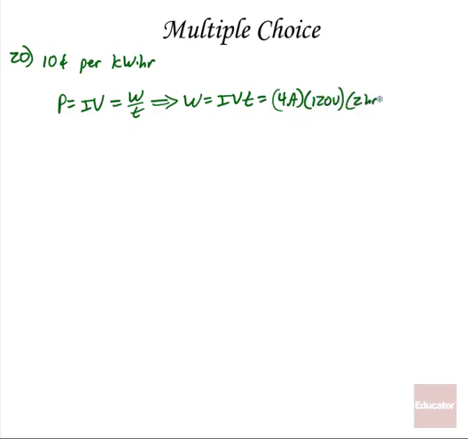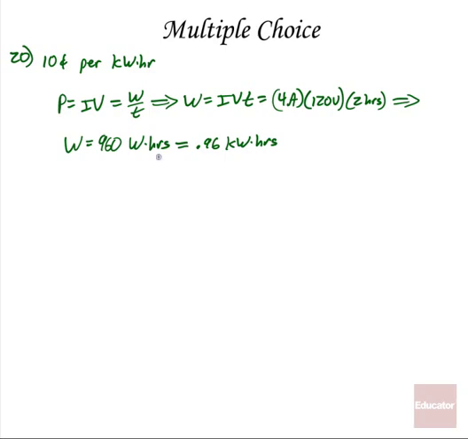And I'm going to leave this in hours since we're after an energy in kilowatt hours. This implies then that the work, or the energy, 4 times 120 is 480, times 2 will be 960 watt hours. But we want kilowatt hours. All right, well, kilowatt is 1,000 watts, so that's pretty easy to convert and say that that's going to be 0.96 kilowatt hours.